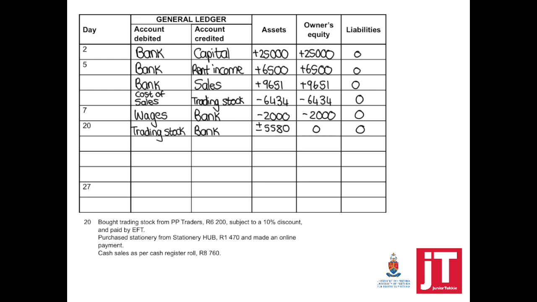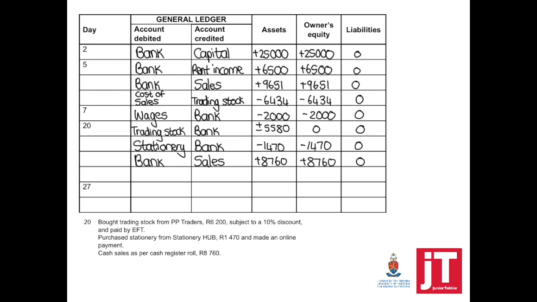On the same day, purchase stationery from Stationery Hub, 1,470. Bank is credited, account debited, stationery, minus 1,470, minus 1,470. On the same day, cash sales as per cash register roll. A reminder, I need to show number 1, the selling price, and number 2, the cost. To show the selling price with a cash transaction, bank will always be debited, account credited, sales. Assets plus, owner's equity plus.